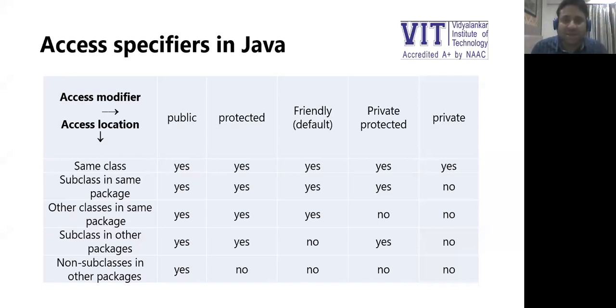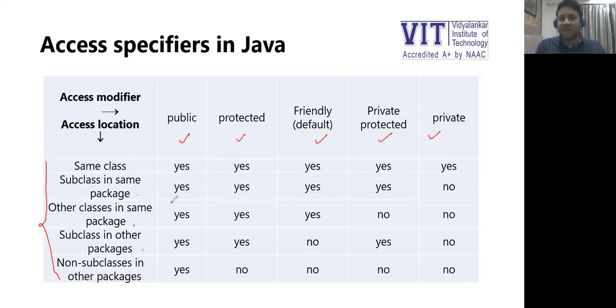Now, these are the access specifiers that we have in Java. We have public, protected, friendly, private protected, and private. And these are the regions where I'm seeking the access: within the same class, within the subclass of same package, within non-subclass of same package, within subclass of other package, and non-subclass of other package.